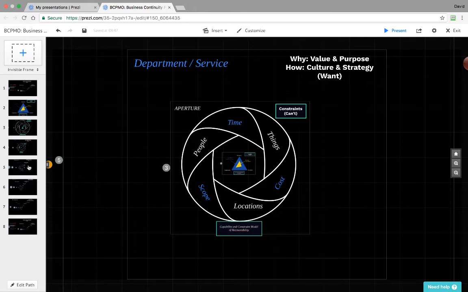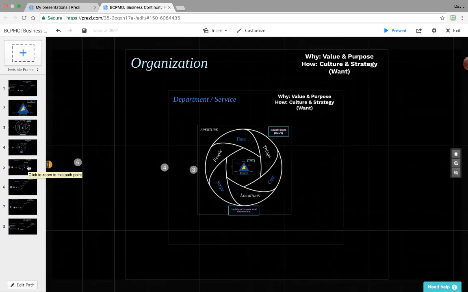Now, if we think up a level from that, there is the entire organization. And if we had a picture now of all the departments and all the services within that organization, we'd have a very complex view of many different departments and services with their own value, purpose, culture, strategy, wants, constraints, and capabilities. And the organization itself has a purpose and a value. Why is this organization here? What does it do? And how does it do it? This is also what does the organization want to do? What does it do on a daily basis? But then what does it do in a post-disaster environment?